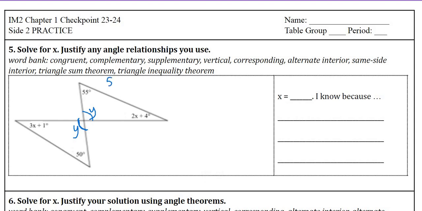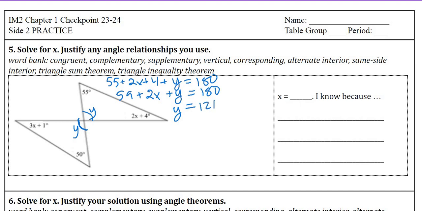I have 55 plus 2x plus 4 plus y equals 180. And I'm going to solve for y. So this becomes 59 plus 2x plus y equals 180. So y is equal to 180 minus 59, which is 121 minus 2x. And down here, I'll use the same method.